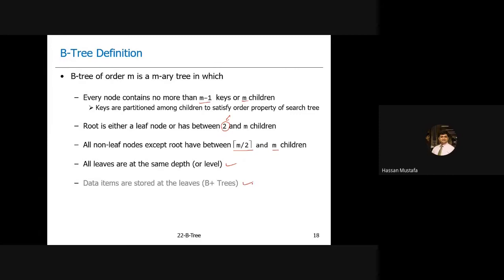Then there is a condition that is only for the B plus tree, which is a type of B tree: all the nodes except for the leaf nodes contain only pointers and keys, not the exact data. The data is stored at the leaf level, but we'll not discuss this property in this lecture. We can have another lecture on B plus trees. So we look at just these four properties here.